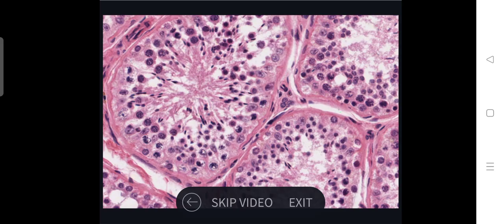Look at all these cells of the seminiferous tubule. They display an amazing array of different appearances of their nuclei, which is the morphological basis for us being able to distinguish each stage of spermatogenesis.